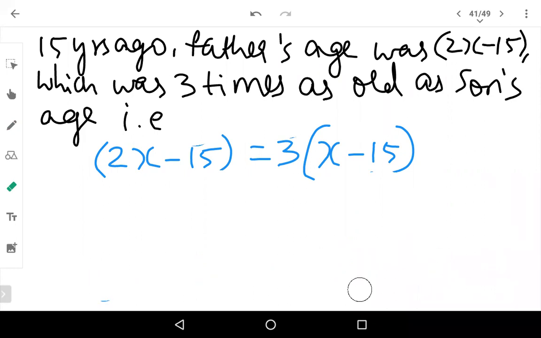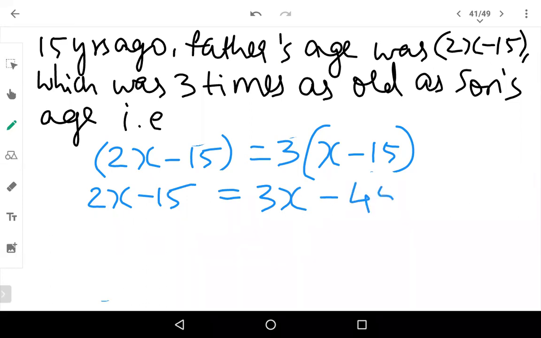So now this is our equation. Let us solve this equation to get the answer. Let us remove the brackets first. 2x minus 15 is equal to 3 into x minus 15. So 3 into x is 3x, 3x minus 3 into 15 is 45. Then we'll take x all to one side. So what I will do is I'll take 2x to the other side.